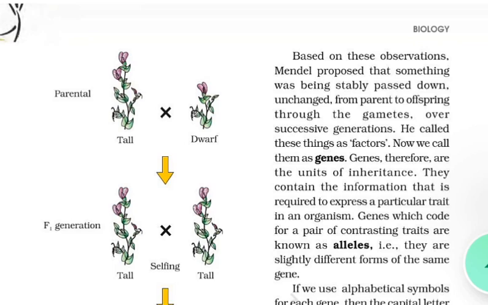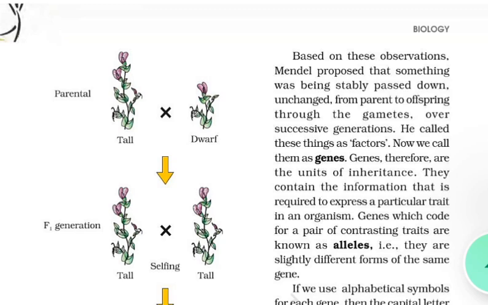What did he call them? Factors. And what do we call them? Genes. Genes therefore are the units of inheritance. What are the units of inheritance? Genes. They contain the information that is required to express a particular trait in an organism.